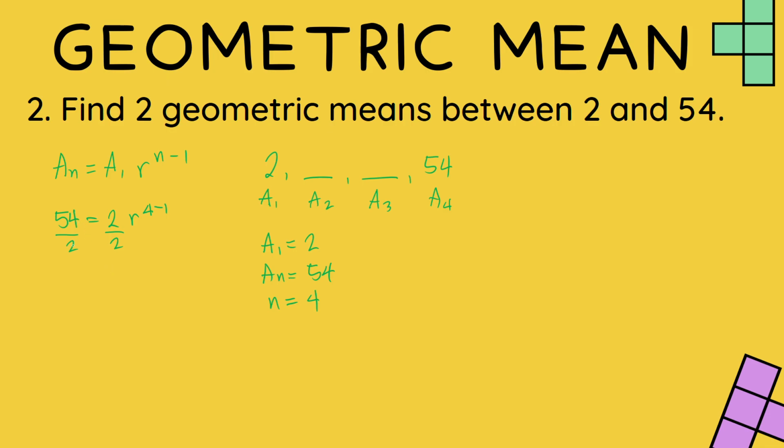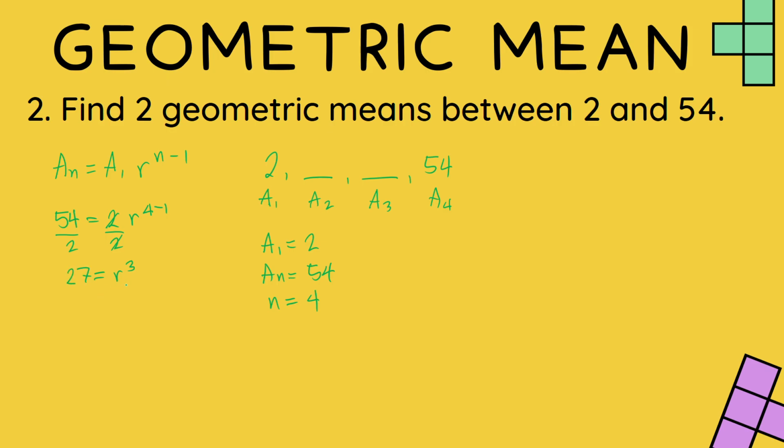So we get, divide everything by 2, so this would be cancelled out. So this would be r raised to 4 minus 1, that is 3. And 54 divided by 2 is 27.